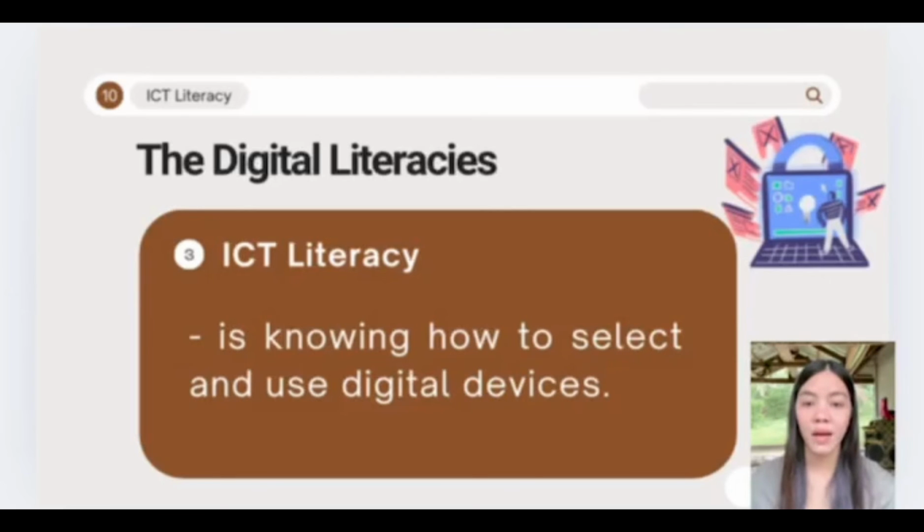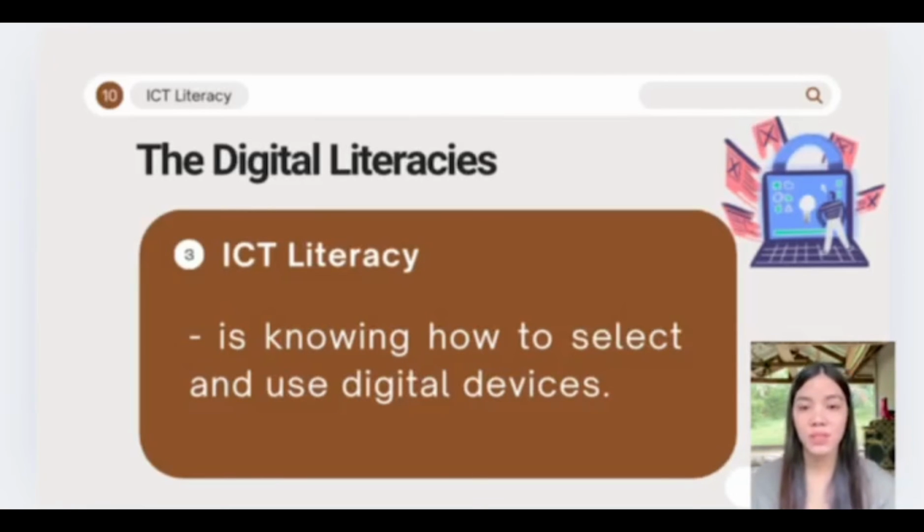It is knowing how to select and use digital devices. This refers to the ability to effectively use digital technologies and navigate the digital realm. It encompasses technical skills such as using computers, accessing and managing information online, and also utilizing various software applications.